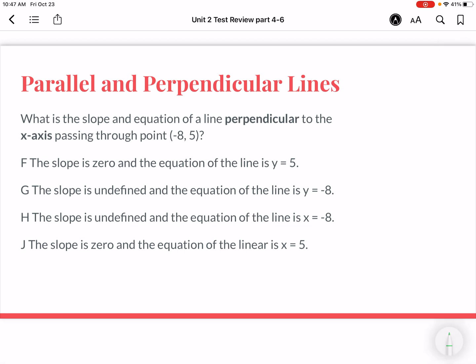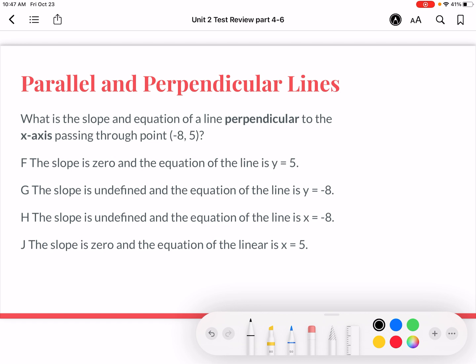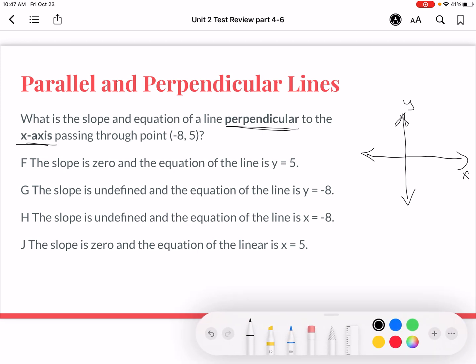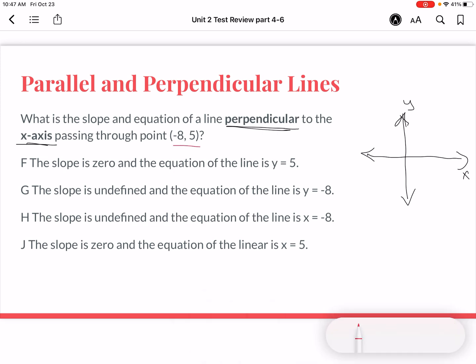All right, this question's a little bit different than the other questions. It tells us the slope and equation of a line that is perpendicular to the x-axis. So the first thing we need to do is draw a mock coordinate plane. And then we need to label our axes x and y. All right, the second thing we know is that it passes through the point (-8, 5). So I'm going to identify that point. So negative 8, positive 5 would be somewhere over here. That is (-8, 5).